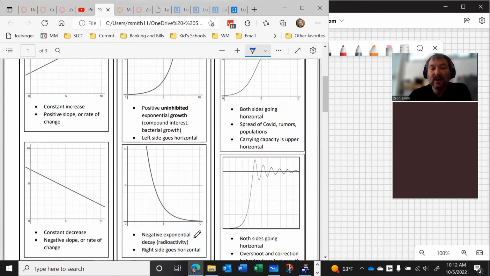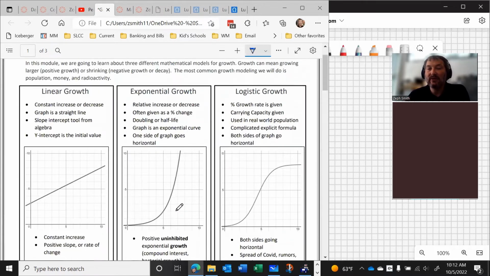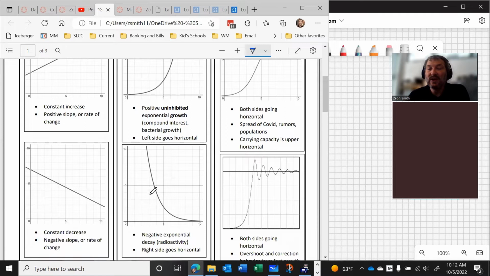This is when you would be dealing with half-life information. In this case, the right side is going horizontal. So one side is always going horizontal on the exponential growth models. You're either starting from almost nothing and increasing, or from a huge value, decreasing to almost nothing. And there are two others, but we don't use those much in this class. But in all cases, one side is going horizontal.